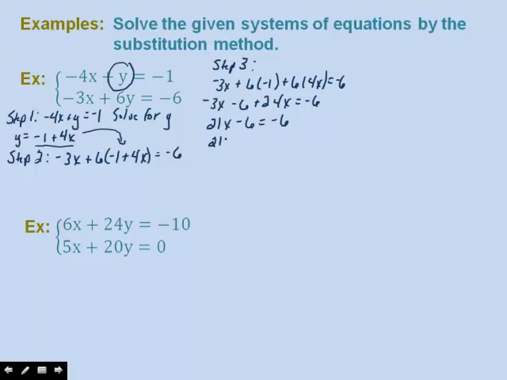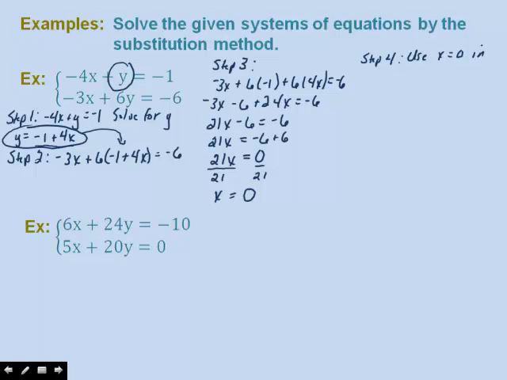Now if we add 6 to both sides, we end up with 21x is equal to 0. Now we're still trying to solve for x, so we're going to divide both sides by 21. And remember, if you have a fraction with 0 on the top, then it just has a value of 0. We've got our value for x. Now for step 4, we're going to use that to find the value for y. And again, let's go back to the equation that we had in step 1 that we had solved for y. So we're going to use x equals 0 in the equation y is equal to negative 1 plus 4x.